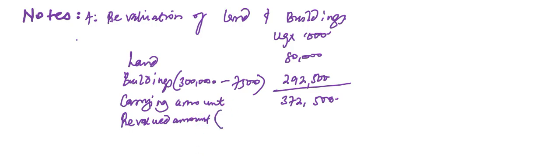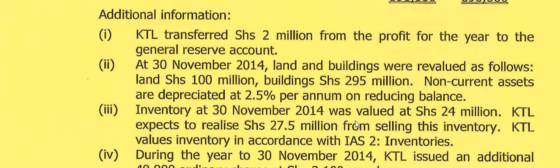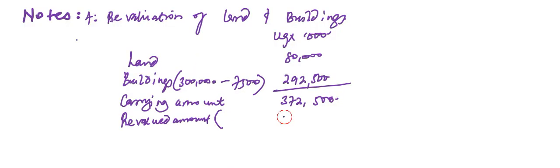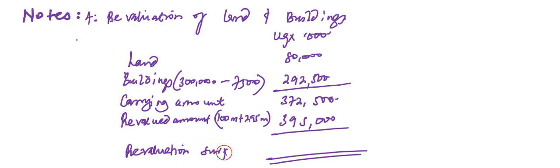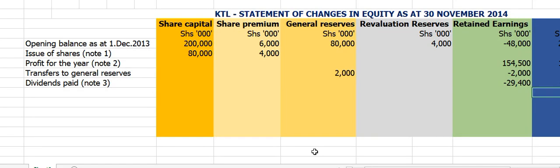But of course we have a revalued amount for the two combined. Land was revalued to 100 millions, then the buildings 295, that is 395 millions. I've got the 100M plus the 295 for that. So you see we have a revaluation surplus here. How much is our revaluation surplus? This is 395, that is a surplus of 22,500,000. According to IAS 16, this revaluation surplus is accumulated in equity in the column of revaluation reserves.